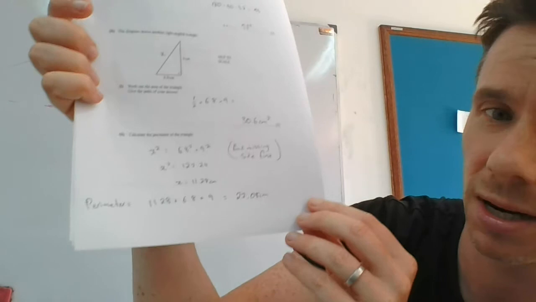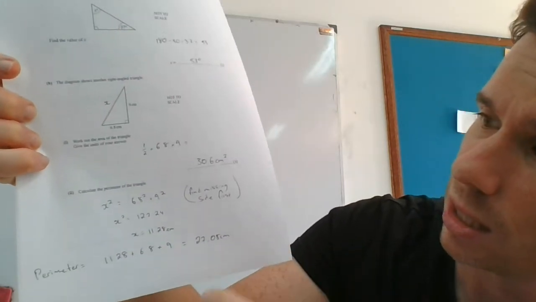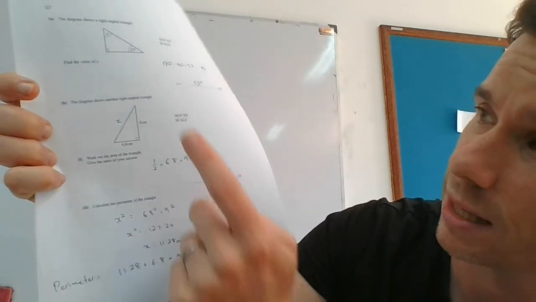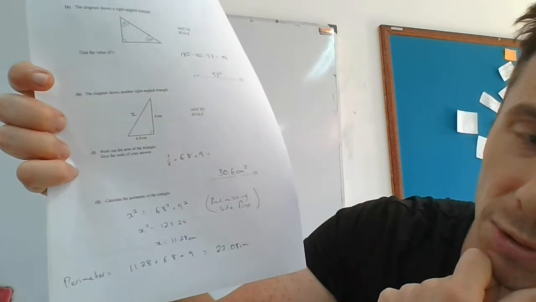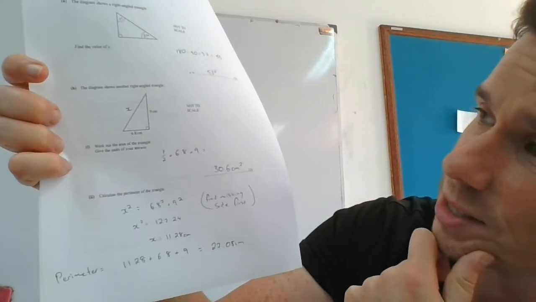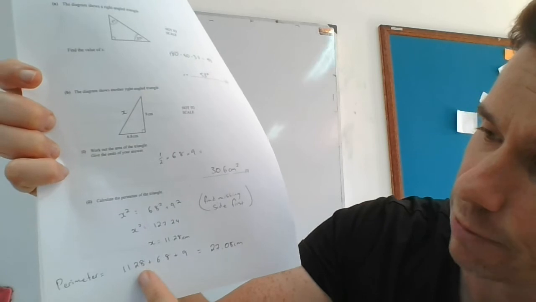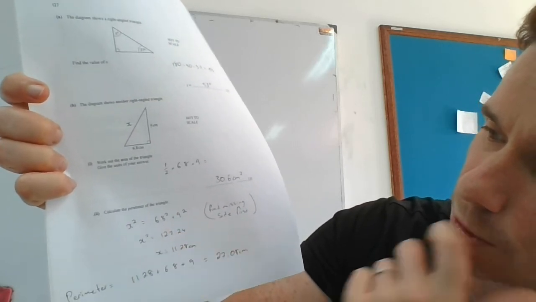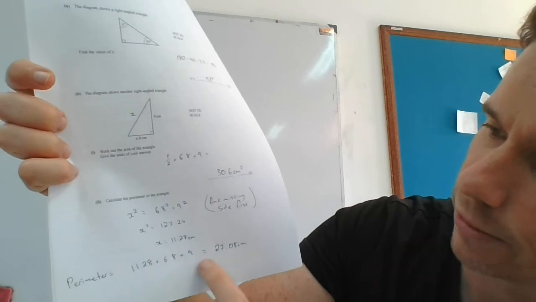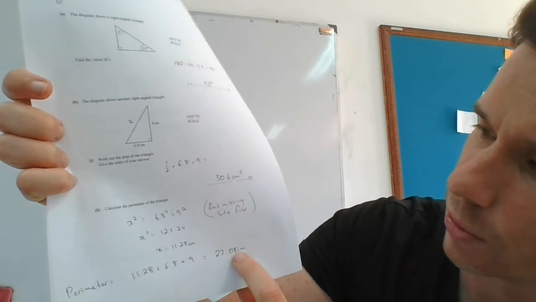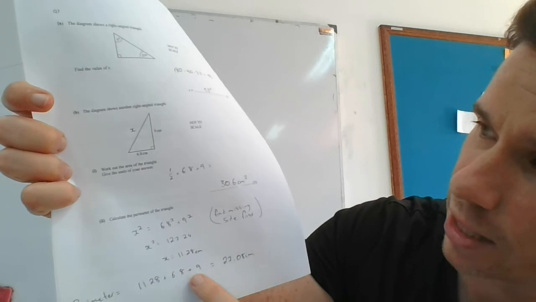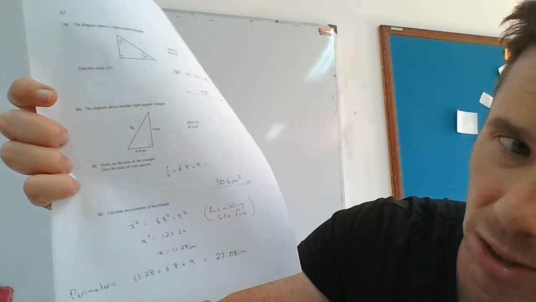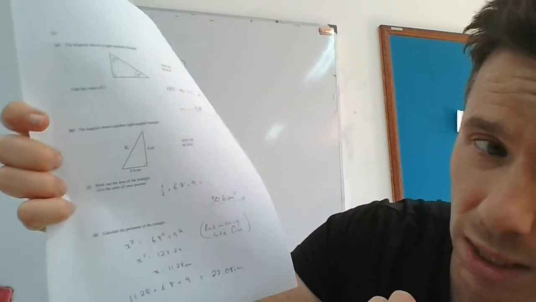And then the last part asks for the perimeter, which was tricky. You have to use Pythagoras' theorem to get that missing side. We need that missing side before we can add up all the sides. So 11.28, I found it out by squaring the two sides and getting the square root. And total then for the perimeter, 27.08. So I had to find that missing side, and then I added up the other two sides that I already knew, and that gave me an answer of 27.